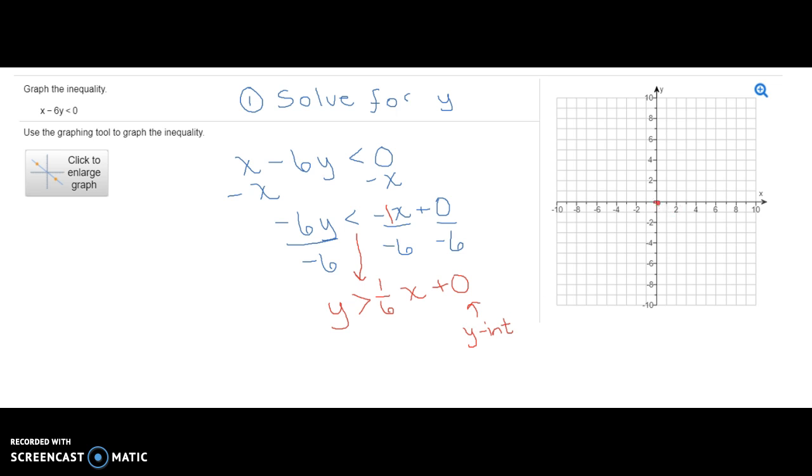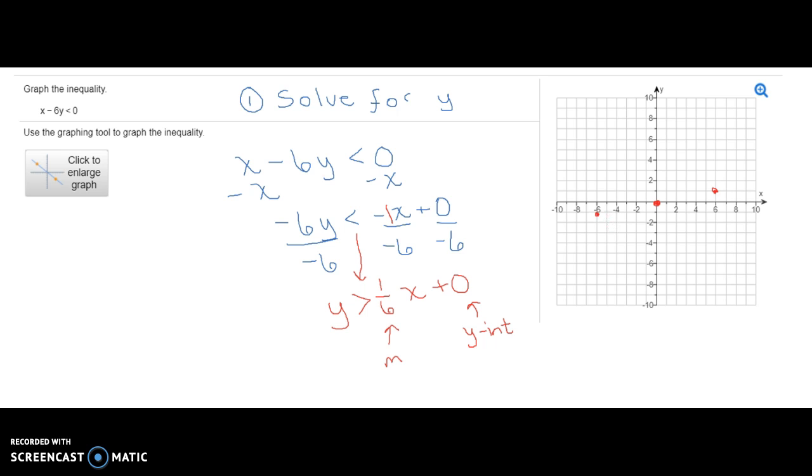0, 0. And our slope is 1 over 6. So from 0, 0, we're going to go up 1 square over 6 squares. You can also reverse that and go down 1 square and back 6 squares. You want to draw a straight line.